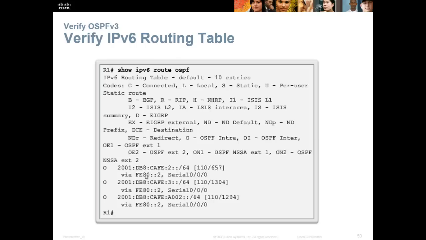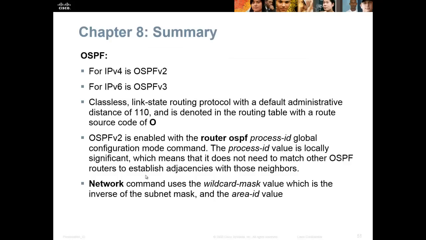All right, so to sum it up, OSPF version 2 is IPv4, OSPF version 3 is IPv6. It is a classless routing protocol that works very well. It converges fast, saves bandwidth. You turn it on with the router OSPF command, so router OSPF 10 or IPv6 router OSPF 10, depending on which version you're using.